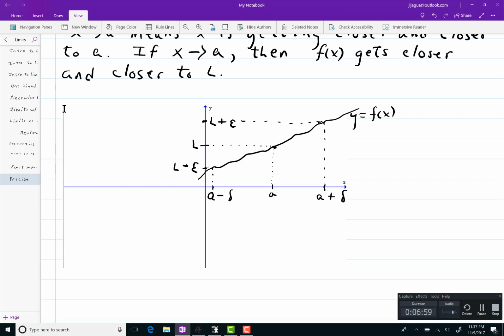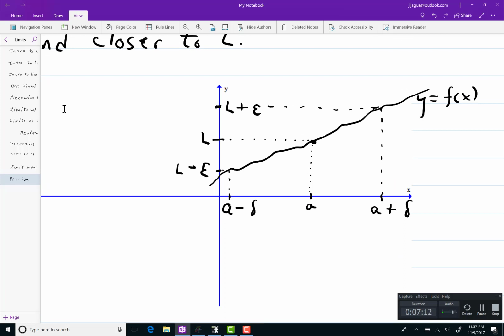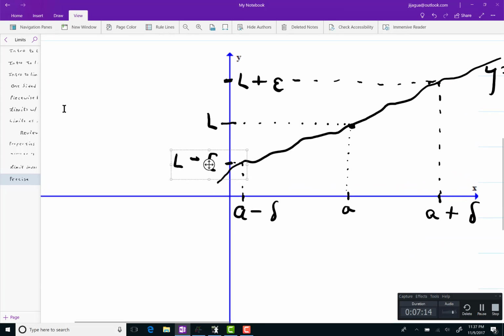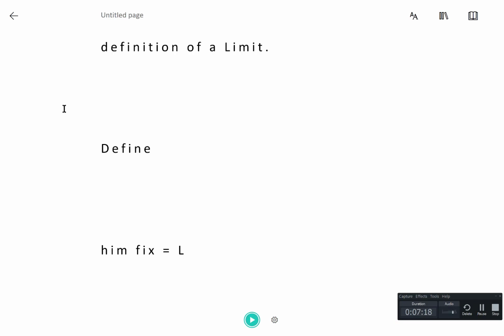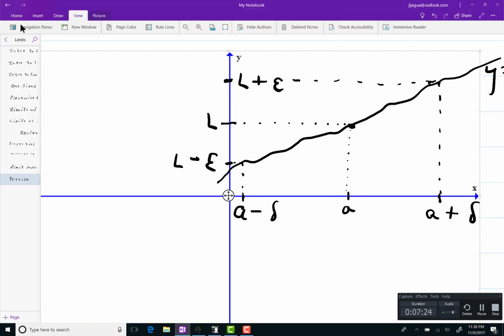So, if now I come back with a smaller amount of epsilon, let me see if I can zoom in. I actually did not want to do that. I just meant to bring it in.